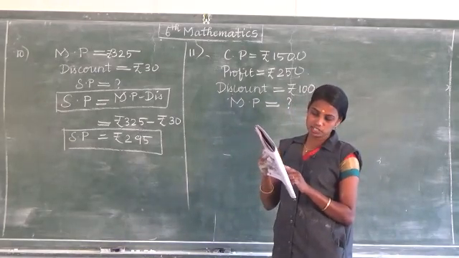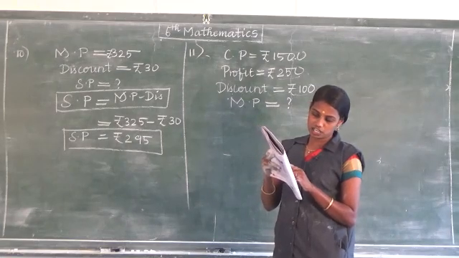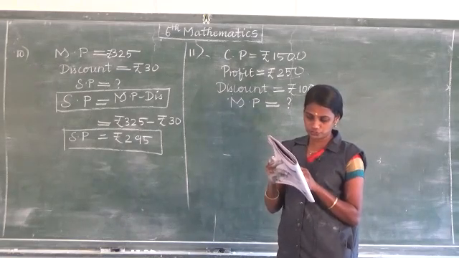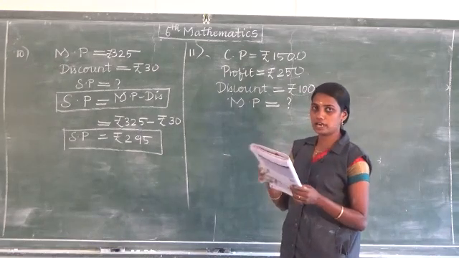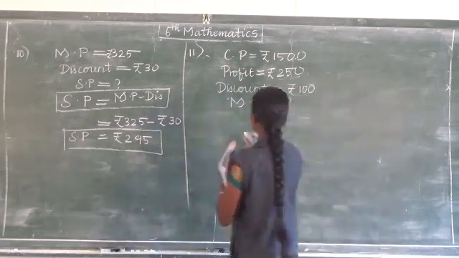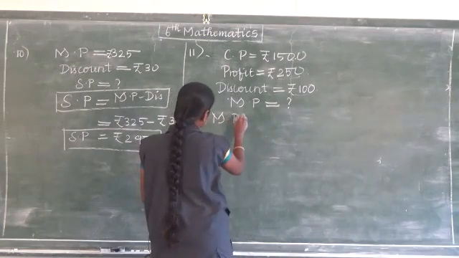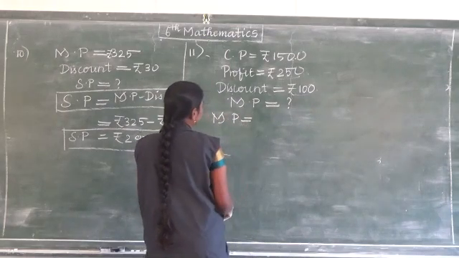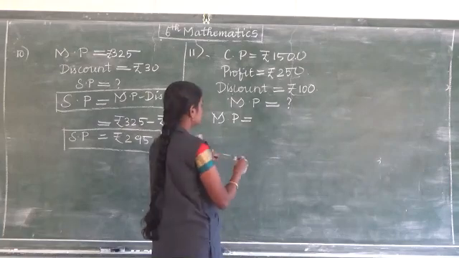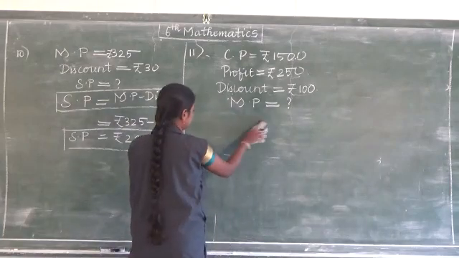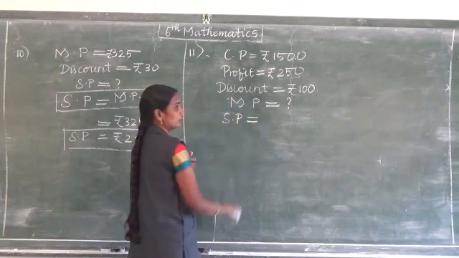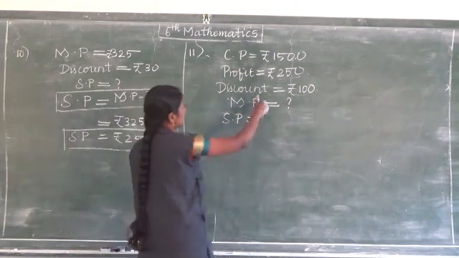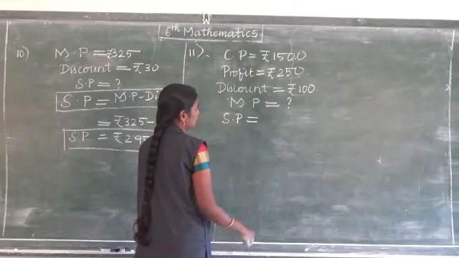A man buys a chair for rupees 1500. He wants to sell at a profit of 250 after making a discount of 100 rupees. What is the marked price of the chair? So marked price will always be calculated from the selling price and the discount. Here we don't have the selling price. First find the selling price. How will you find the selling price? The cost price and the profit.